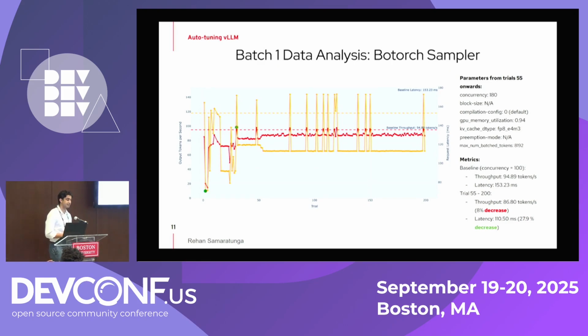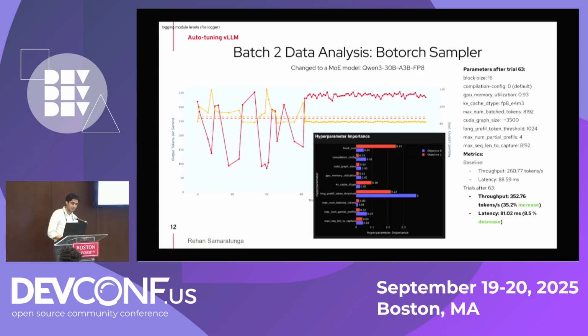So after this, I decided to implement the batch two parameters. And after implementing batch two parameters, I actually saw some pretty good results. As you can see here, around the middle towards the end, throughput is way above the baseline. It's a 35.2% increase, while the latency is 8.5% below the baseline, pretty much showing us that auto-tuning is viable, and we can find the best set of parameters while increasing the throughput and decreasing the latency.